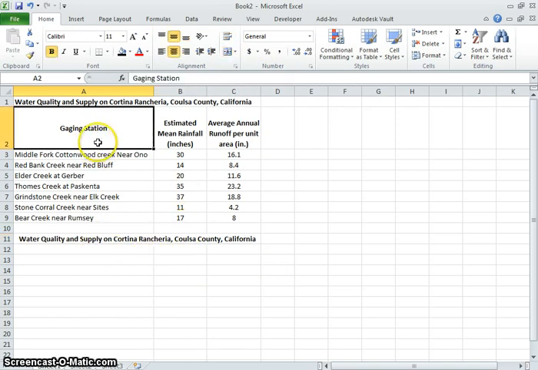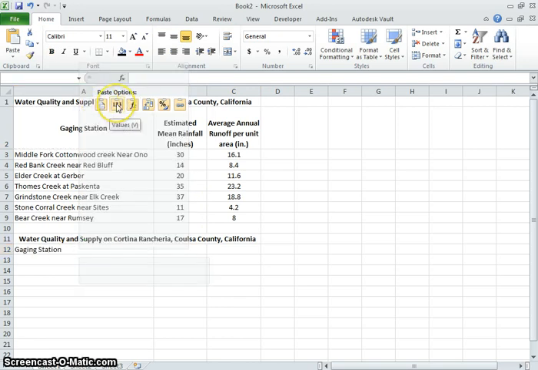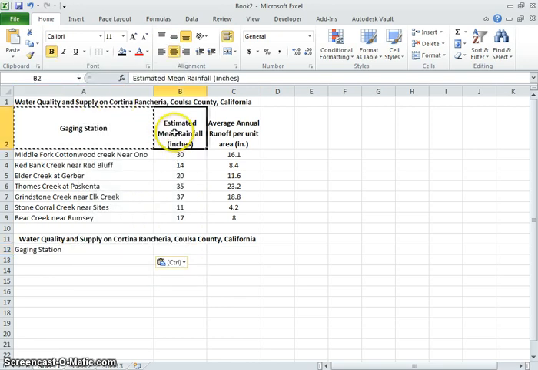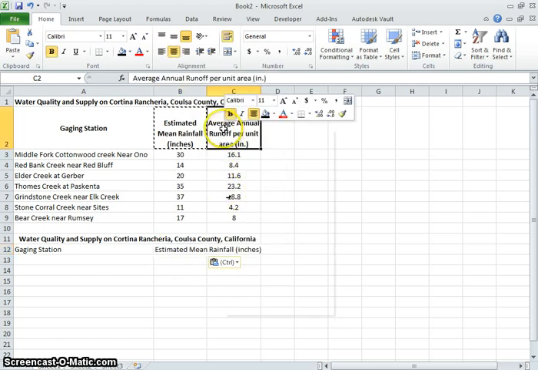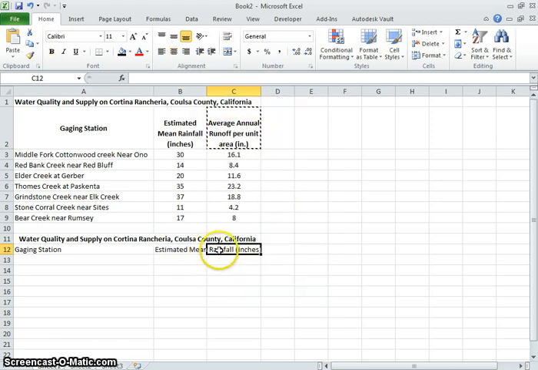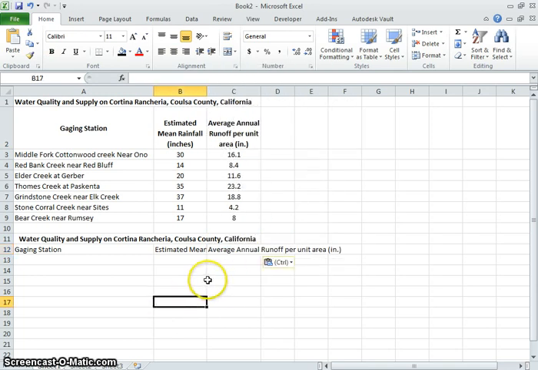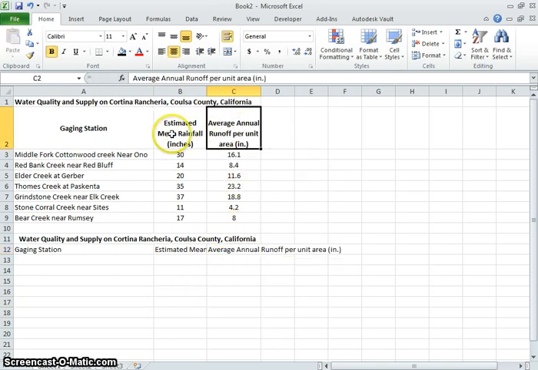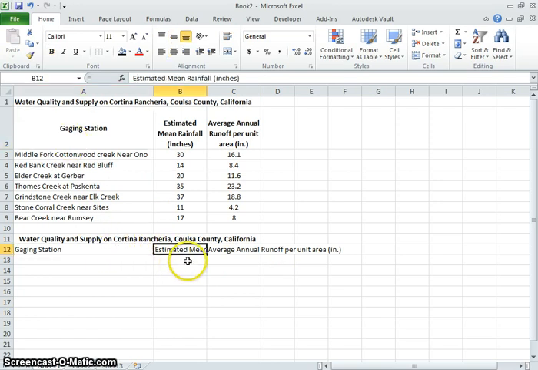For things like my gauging station and these other two, when you try and type them in, they don't turn all nice looking like mine does, and that really bothers some people. So let's see what I did to fix that.